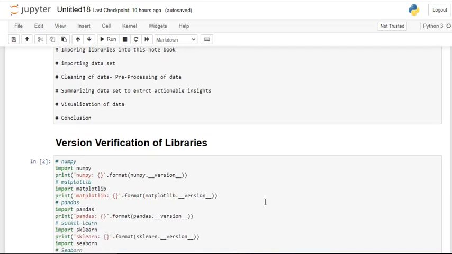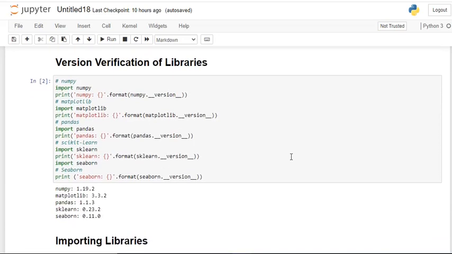Finally, after exploratory data analysis, we have to visualize the data that has been pre-processed, and based on that the data will be visualized to extract insights from the data set. And finally the conclusion, which is very important. The major part of exploratory data analysis is to propose actionable insights for the development of the business process. This is the important thing in exploratory data analysis.